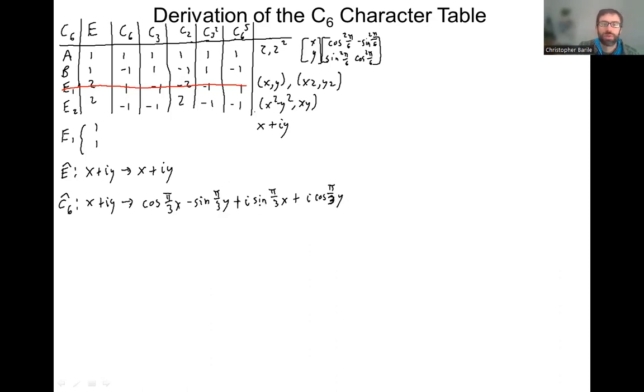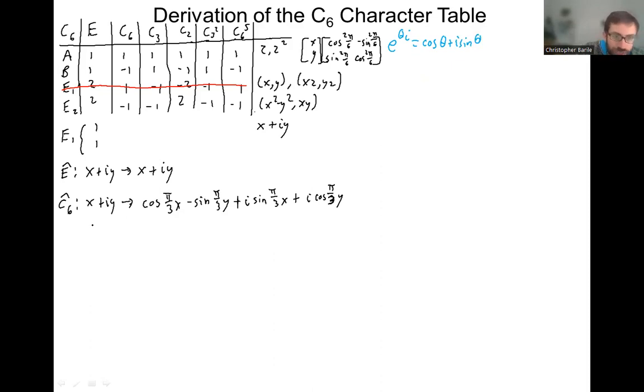When we start seeing these sorts of functions that have i times sines and cosines, we should have some bells ringing. We remember Euler's formula. Euler's formula, one of these beautiful mathematical formulas, says e to the i theta equals cosine theta plus i sine theta.